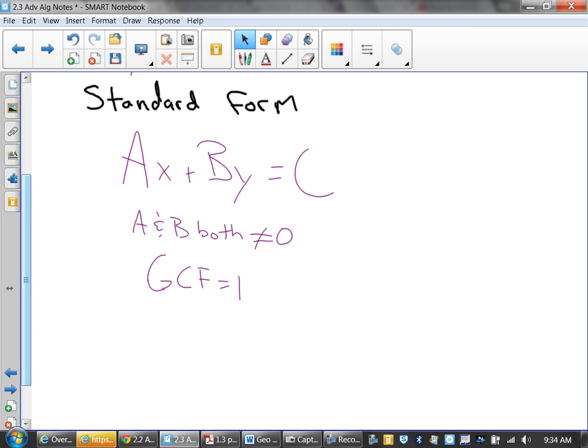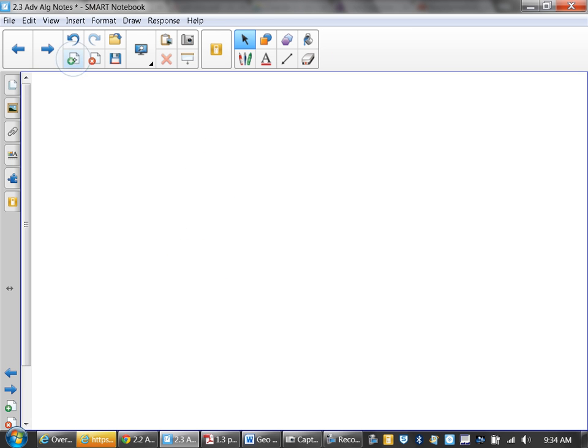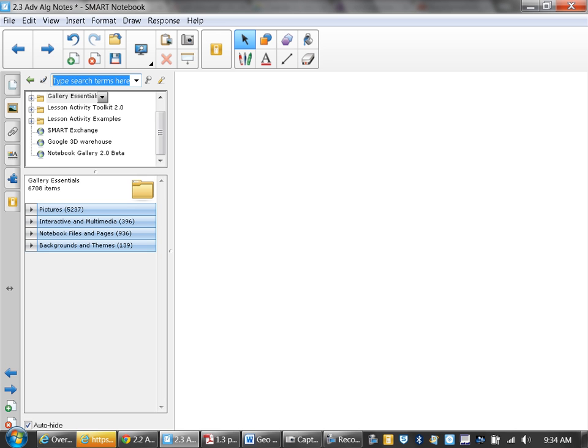It's not that crazy. But what's really nice about standard form is that you can use it to graph like that. And the reason is because it allows you to find your x and your y-intercepts with one step. So let's think about what an x and a y-intercept looks like again. See if you remember. What is an x-intercept?